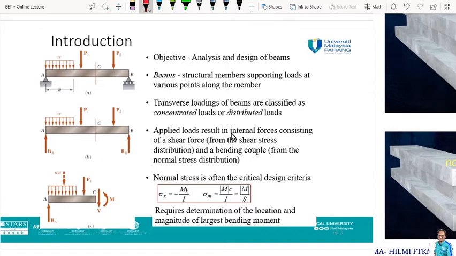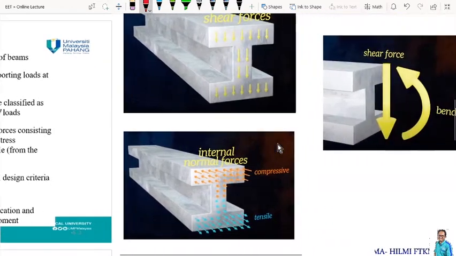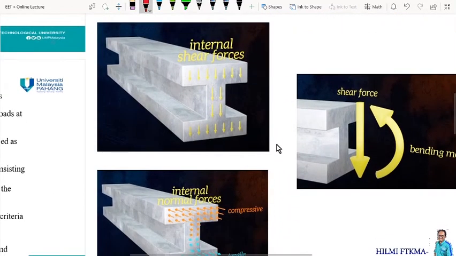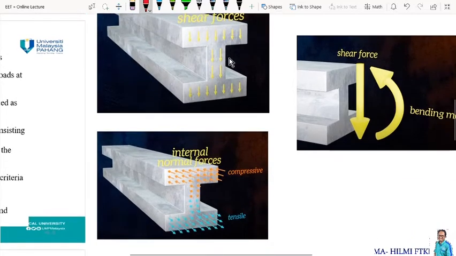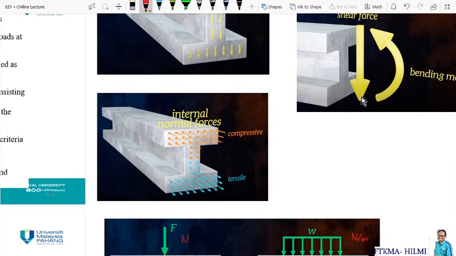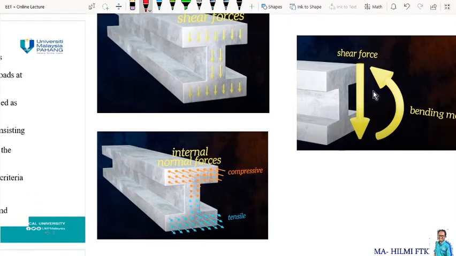So transverse loading of beams is usually concentrated or distributed loads. The applied loads are going to result in internal forces consisting of shear force from the shear stress distribution and a bending couple from the normal stress distribution. If we look at this image, the load, either concentrated or distributed, is going to result in internal shear force along the cross section of the beam, and also internal normal forces, where these internal normal forces are going to induce a bending moment. So basically any loads applied on a beam are going to result in shear force and bending moment.